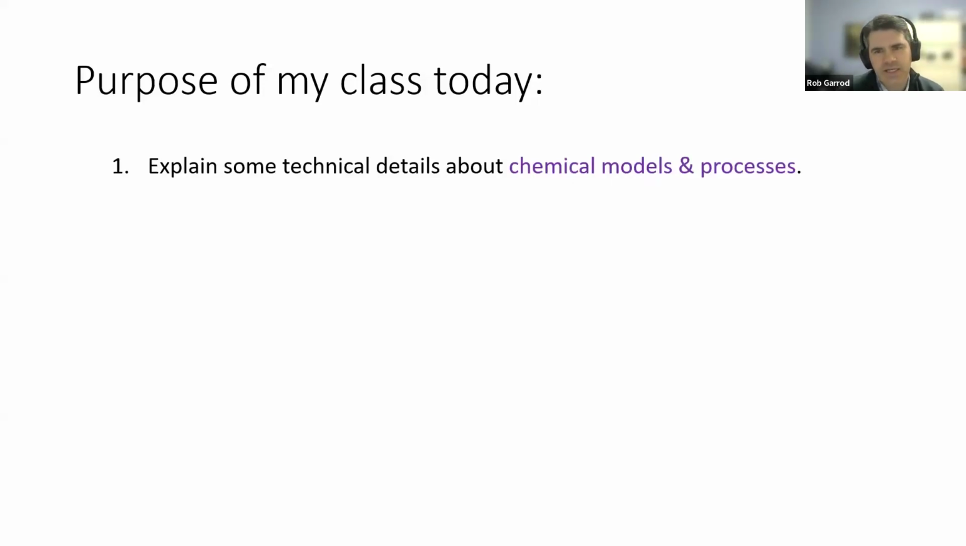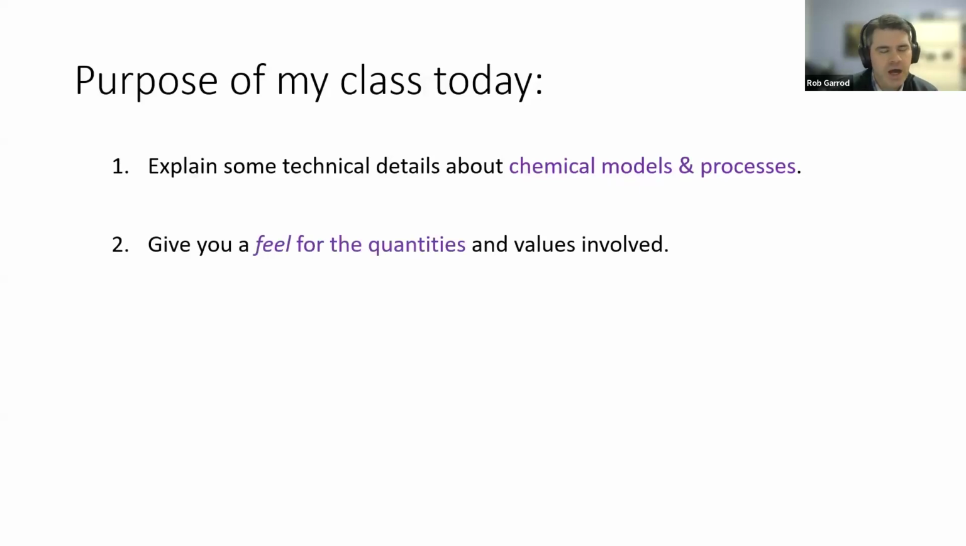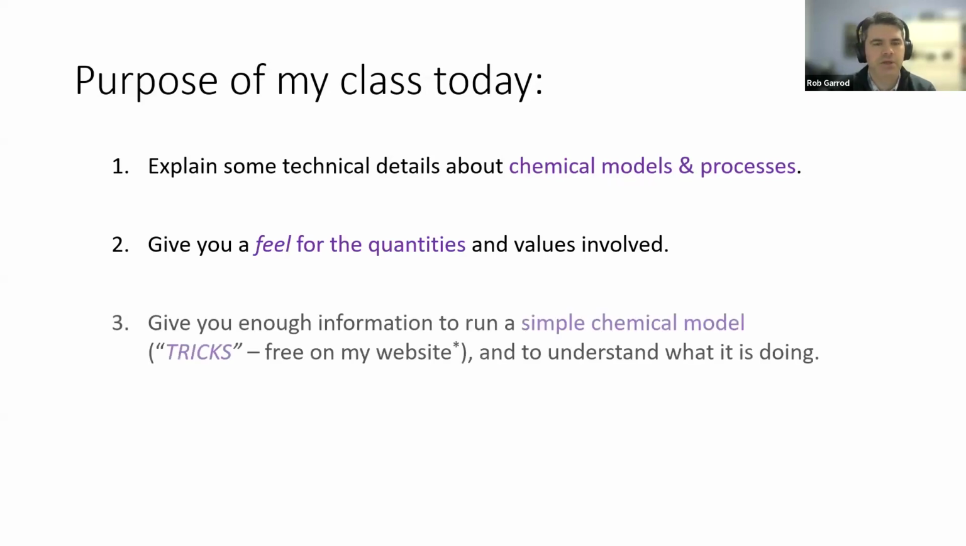So I will tell you some technical details about chemical models and about the chemical processes that take place in the interstellar medium. I'm assuming that you've already had quite a lot of very well presented descriptions of the kinds of processes and the kinds of physics that are going on in the interstellar medium. I want to get into the more technical details of the chemistry side of things. I also want to give you a bit of a feel for the quantities. There are a lot of reactions and processes involved, but it's good to have a rough idea of the values of some of these quantities and so on. So hopefully that's something that you will get from this.